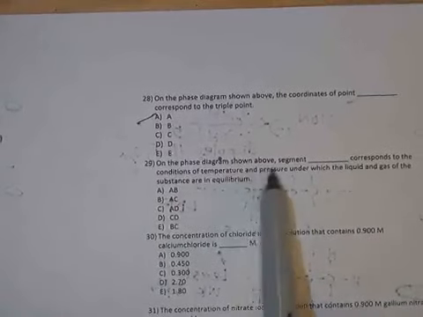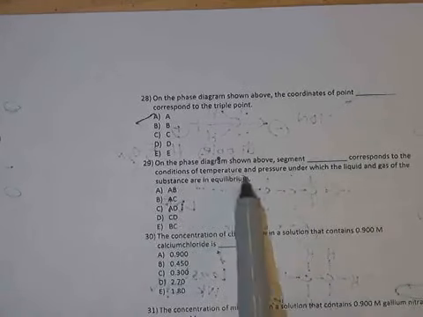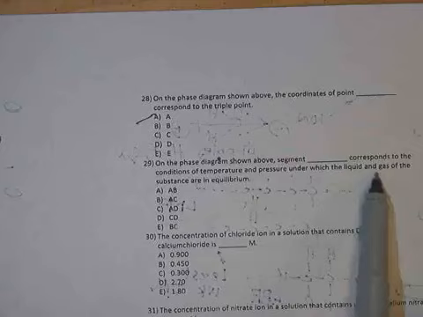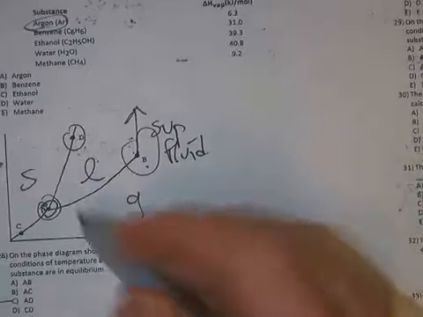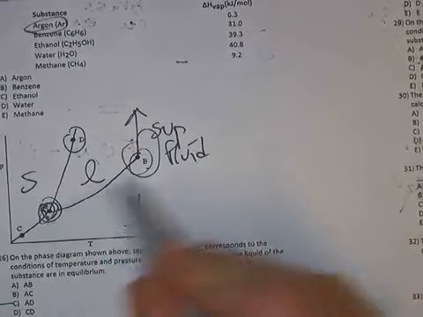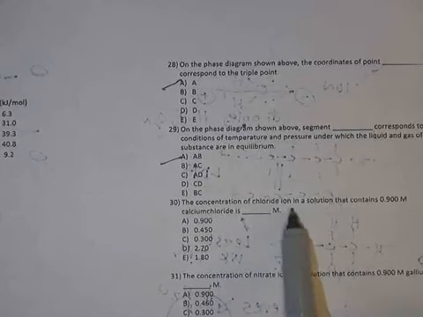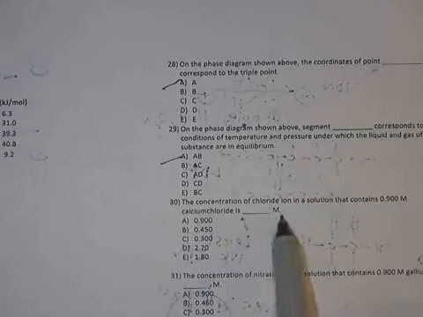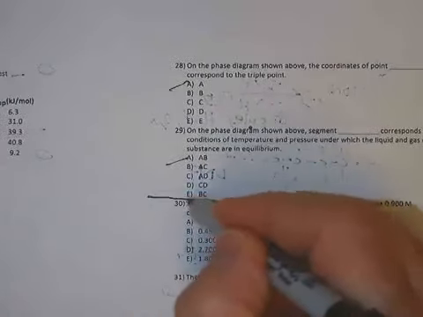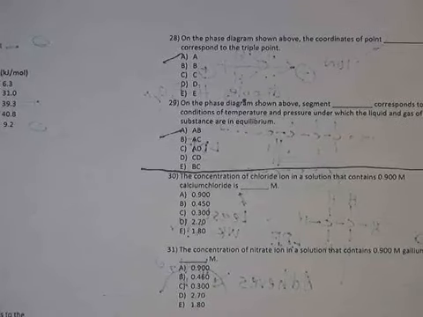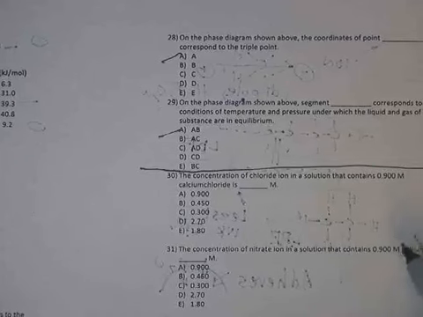The next one, on the phase diagram, the coordinates of point blank correspond to the critical temperature. B right here is the critical temperature. Above that temperature, no matter how much you compress it, you can't make it liquid anymore. It becomes what's called a supercritical fluid, and it's just the point at which no more pressure will make a difference. On the phase diagram shown above, the coordinate points of blank correspond to the triple point, and I believe the triple point's right here. Is that an A? I think so.